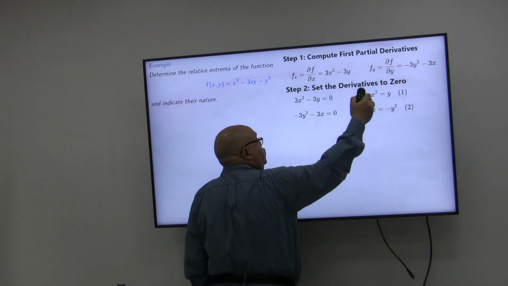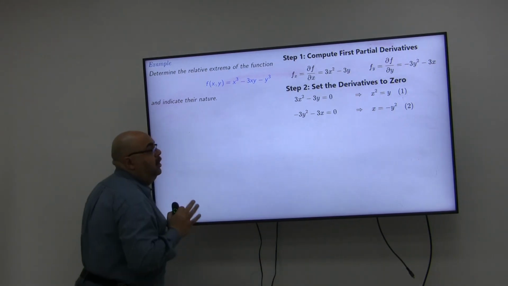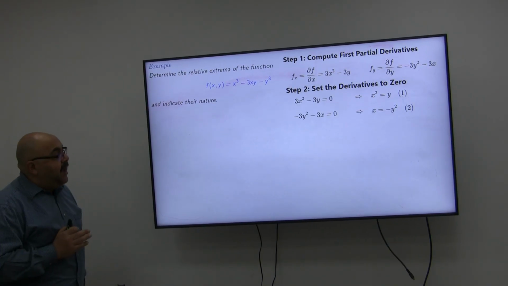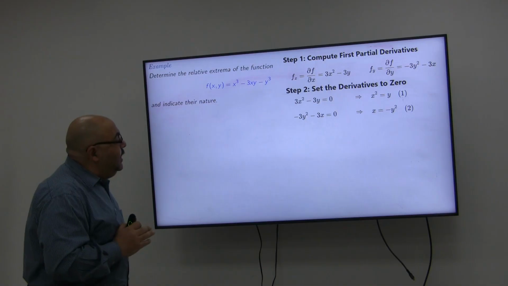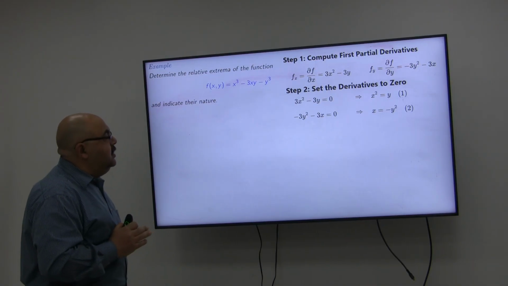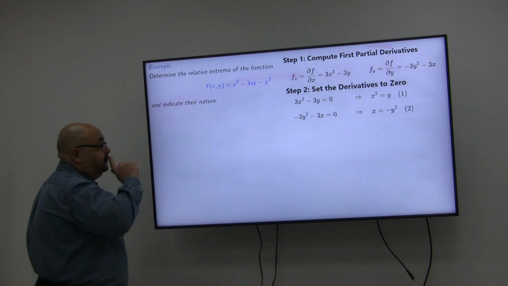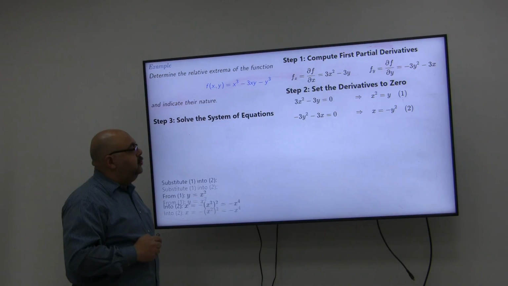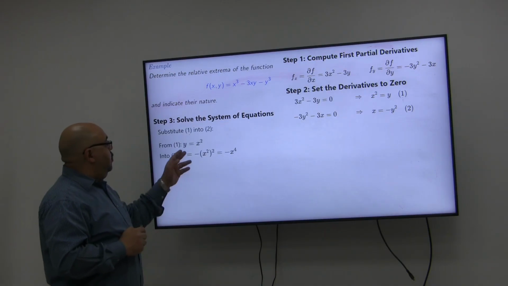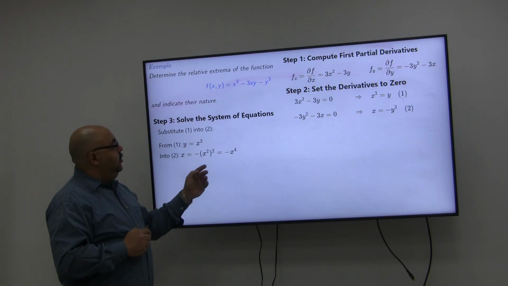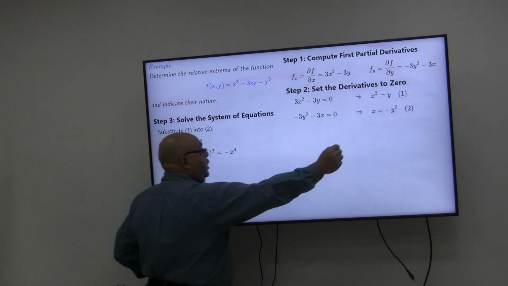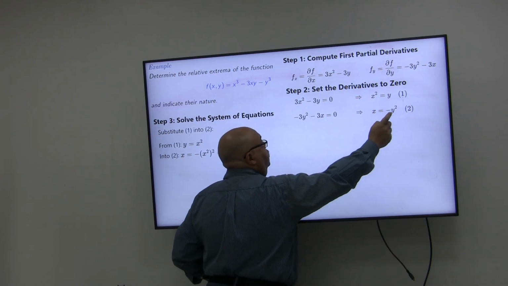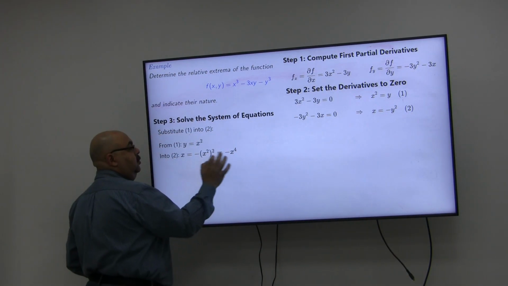In order to solve these two nonlinear equations, the only thing that we can do is to substitute from one of them into the other one. So I can replace x by y, or I can replace y by x. What I mean is I can substitute from one of them into the other. So from the first, y is equal to x squared. Replace y in the second equation by x squared. So it's going to be x equal to negative x to the power of 4. This is what I have.